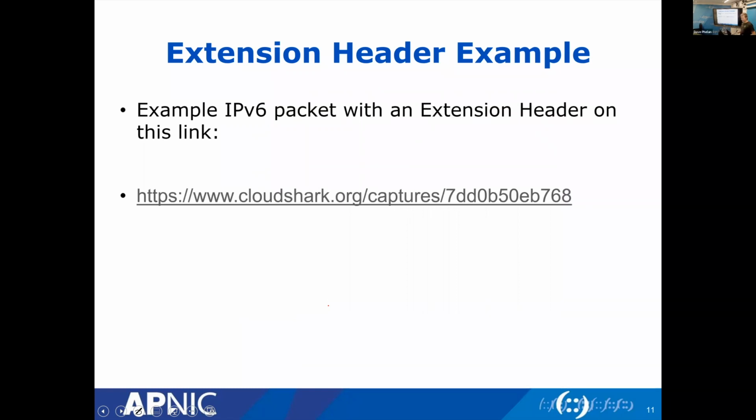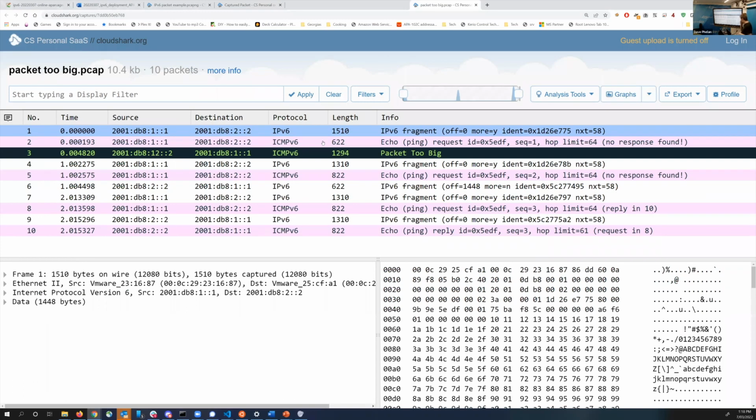So what does an extension header actually look like? Turn my pen off, click on that. And we'll go back to CloudShark. Now, if you go to the wiki, all of these links are in my doco, in my wiki there. Let me just drag that over there because, of course, it's open somewhere else. We get a couple of messages in this one.